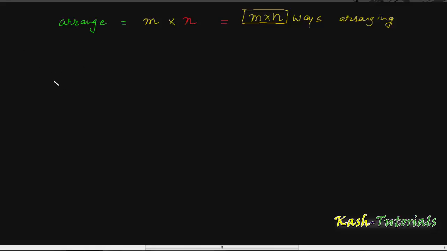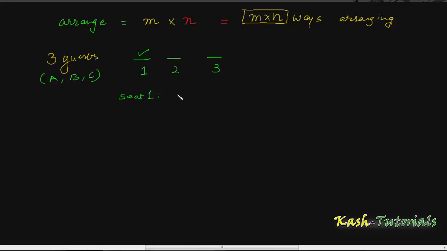Now I will share one more example today. 3 guests are visiting my house and I have 3 chairs lined up for them. The guests are named A, B and C, and the chairs are 1, 2 and 3. Firstly, I am going to discuss the possible arrangements for seat 1.